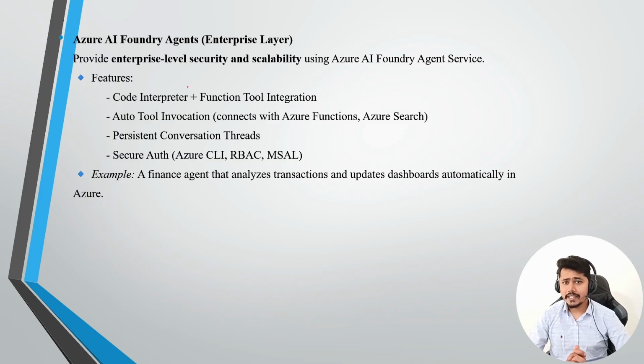Then for authenticating and connecting to the large language models or the service, it uses secure authentication. There are multiple authentication methods available based on your enterprise-level security. You can choose one, like the Azure CLI method, with which you can easily connect to this service using the command line interface. Then we have RBAC, role-based access control. If you want specific users to access specific services, that is possible with RBAC, which is widely used in organizations.